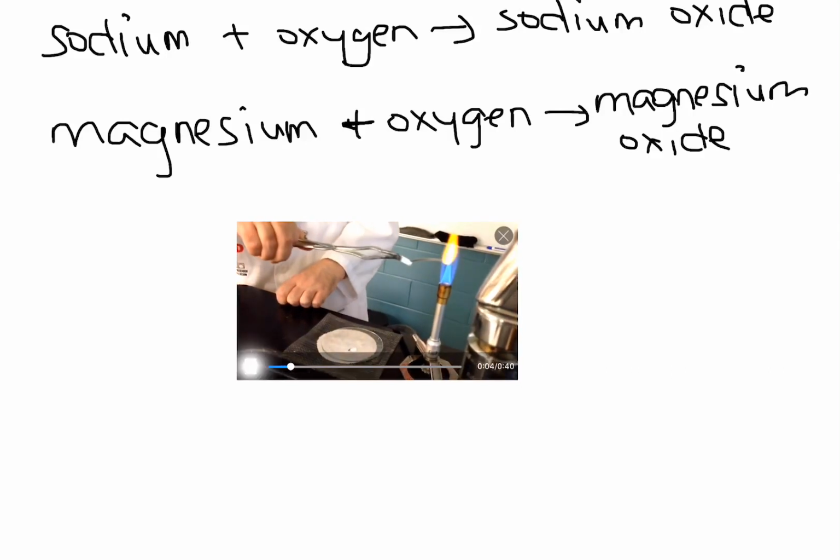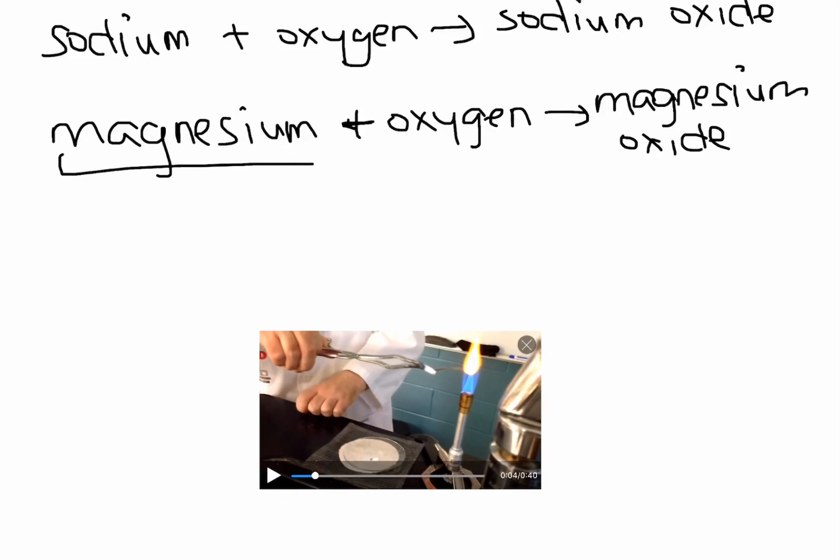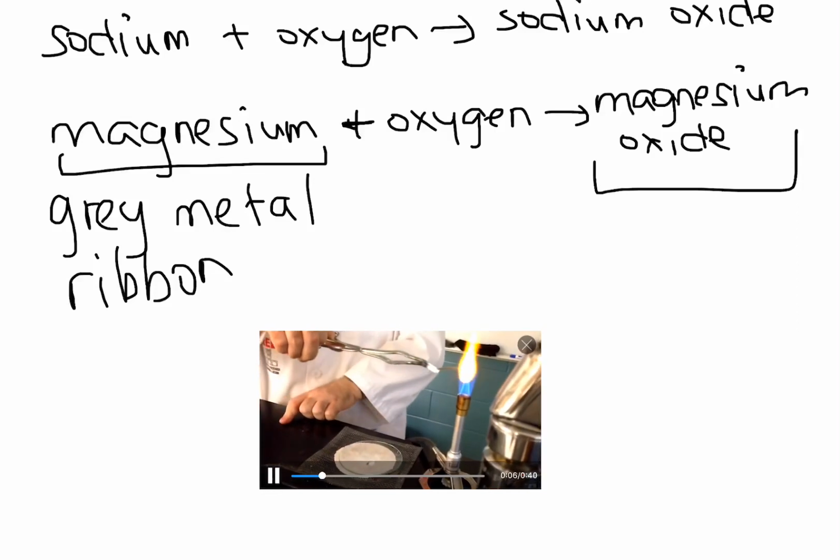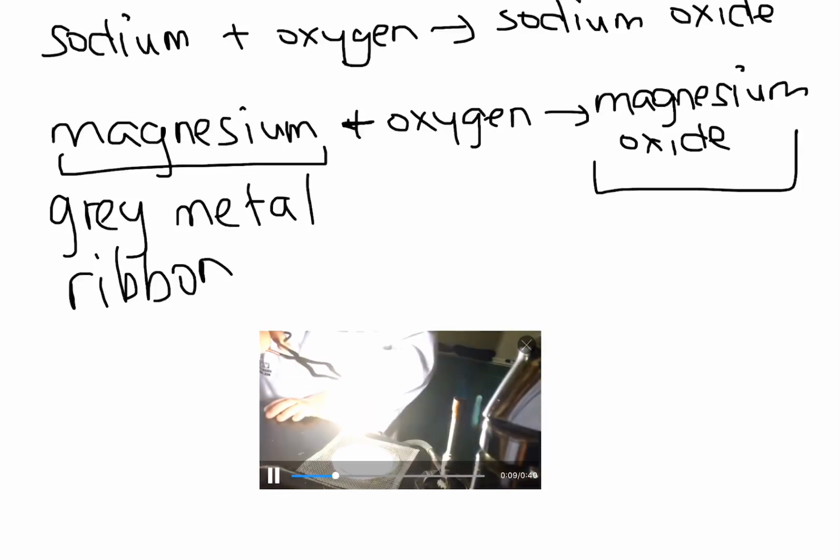So, we're holding a piece of magnesium ribbon using a pair of tongs, and it's being burned in the blue flame of the Bunsen burner. Okay, and so magnesium here, as you can see, is a gray metal ribbon in this case, and it's reacting with oxygen. So oxygen is from the air, and the flame is going to bring enough heat for the oxygen in the air to react with the magnesium, and you're going to get magnesium oxide. So this reaction occurs in a very bright flame.